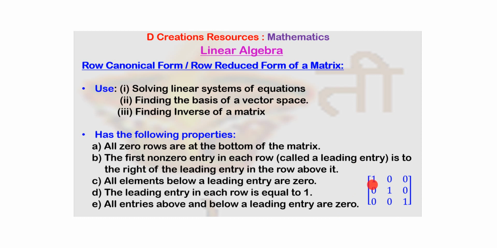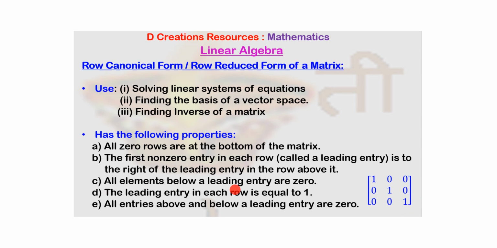So in the first row anyway, there is no problem. Look at second row. What is the leading entry? This is the leading entry, 1. Is it to the right of the entry in row 1? Yes, it is. Similarly, go to row 3. What is the leading entry? This particular position. And is it to the right of the entries in row 1 as well as row 2? Yes, it is. So this is satisfied.